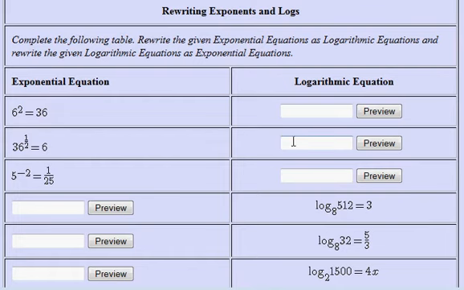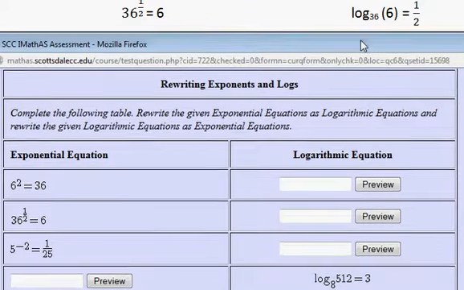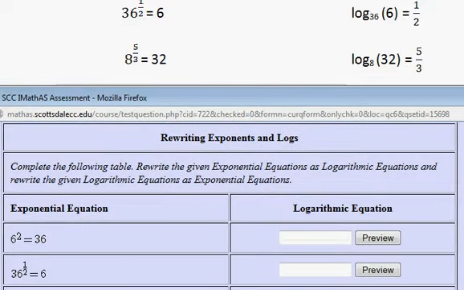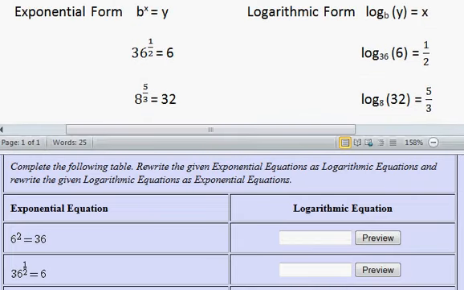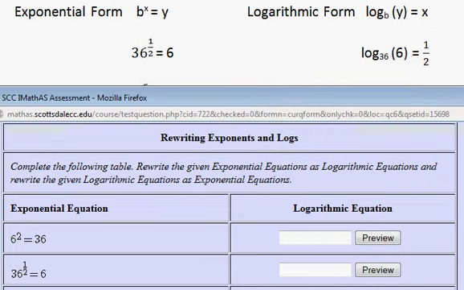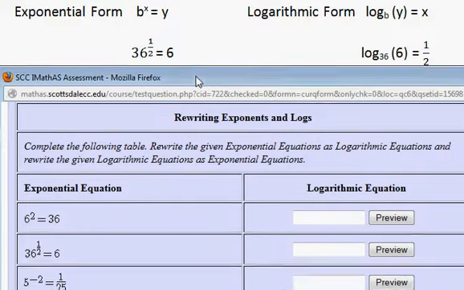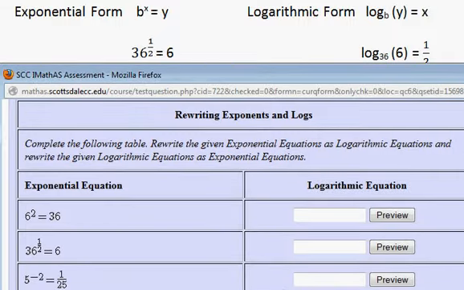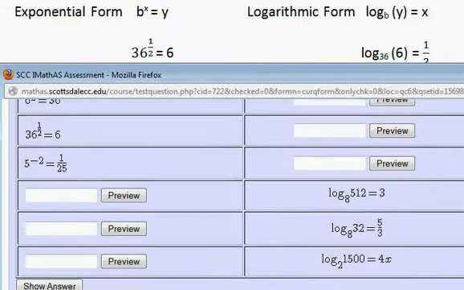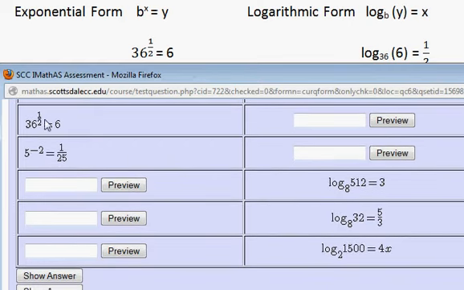To show you what that's going to look like in log form, let me move this down and show you the difference between exponential form and log form. So I have the problem 36 to the 1/2 equals 6. In fact, let me move that up so that you can see that at the top. So we have 36 to the 1/2 power equals 6. That's given in exponential form.